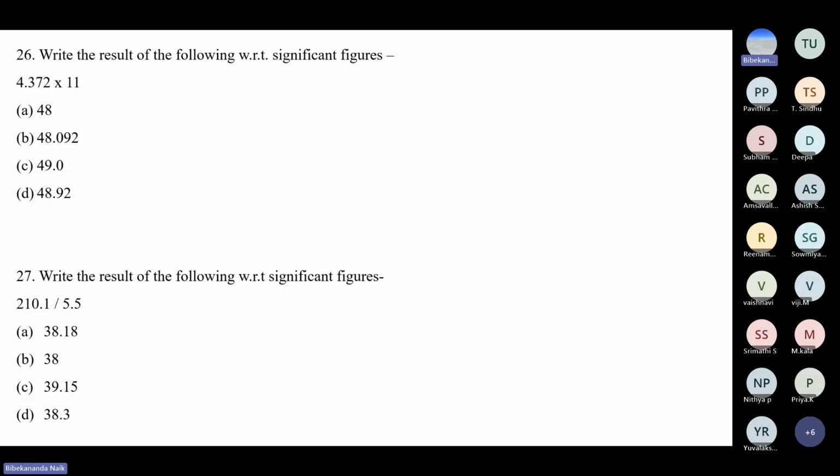So we will solve it. After 1 or 2 minutes, let everyone also try the question number 27. It also says write the result of the following with respect to significant figures. 210.1 divided by 5.5. So it is a division. The above one was multiplication, the below one is a division. So what will be the answer? I again request everyone, please mute yourselves unless you are asking some doubt or telling the answer.